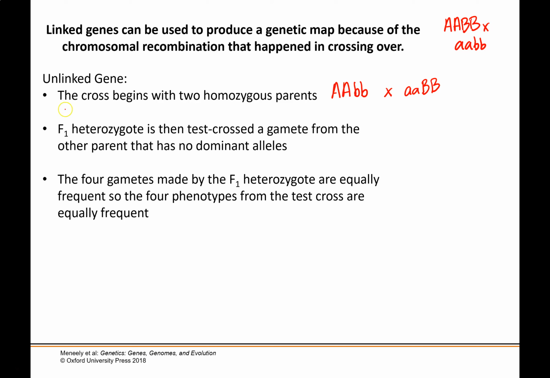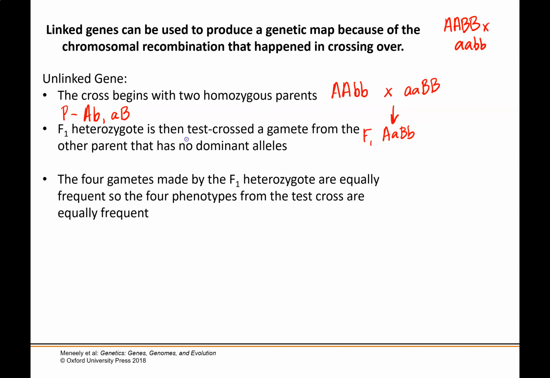So our parental generation combinations are big A, little b, and little a, big B. Those are the possible gametes we can produce. The F1 generation, if we were to do a dihybrid cross, all of our F1 generation individuals would be heterozygous. This is the same dihybrid heterozygous individual from our previous cross. We just started with different parentals.